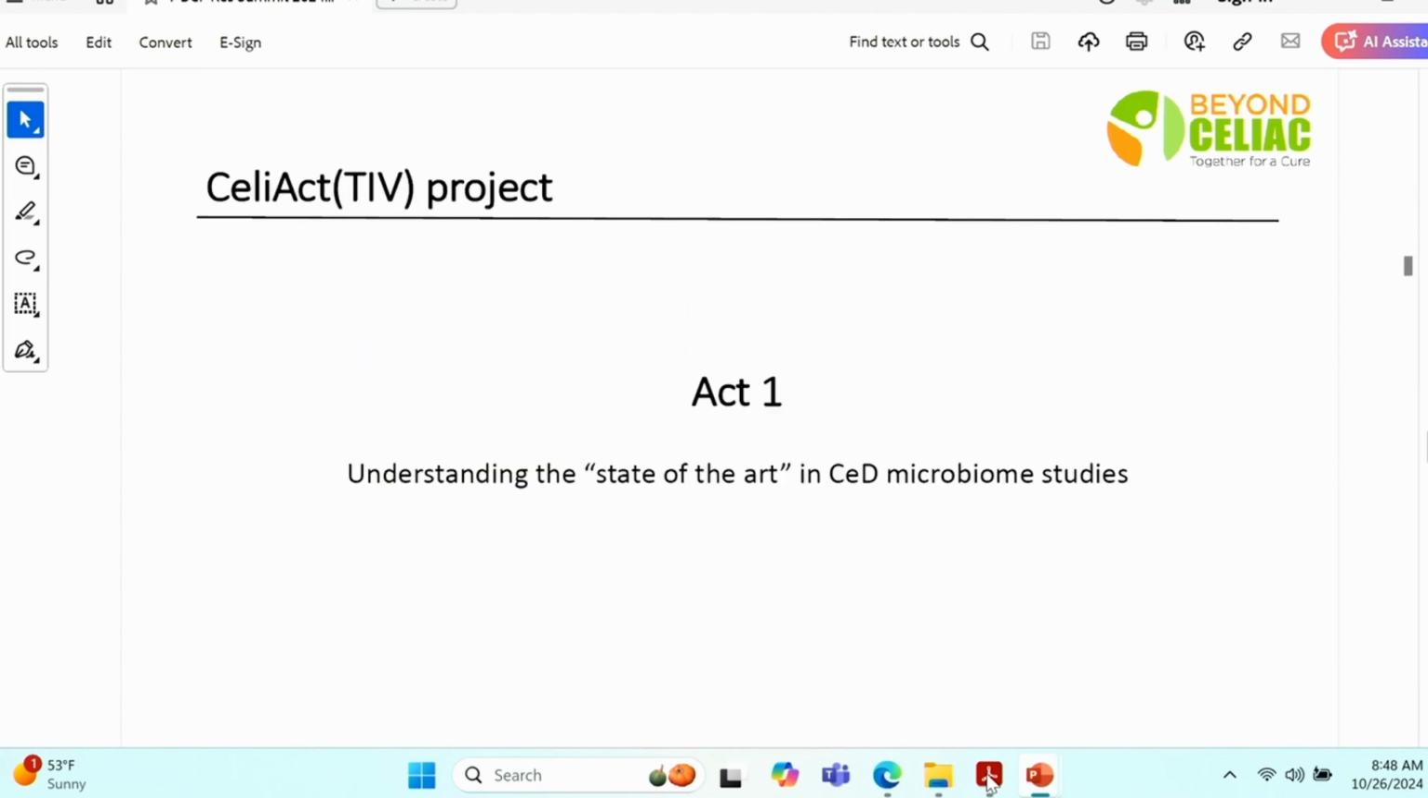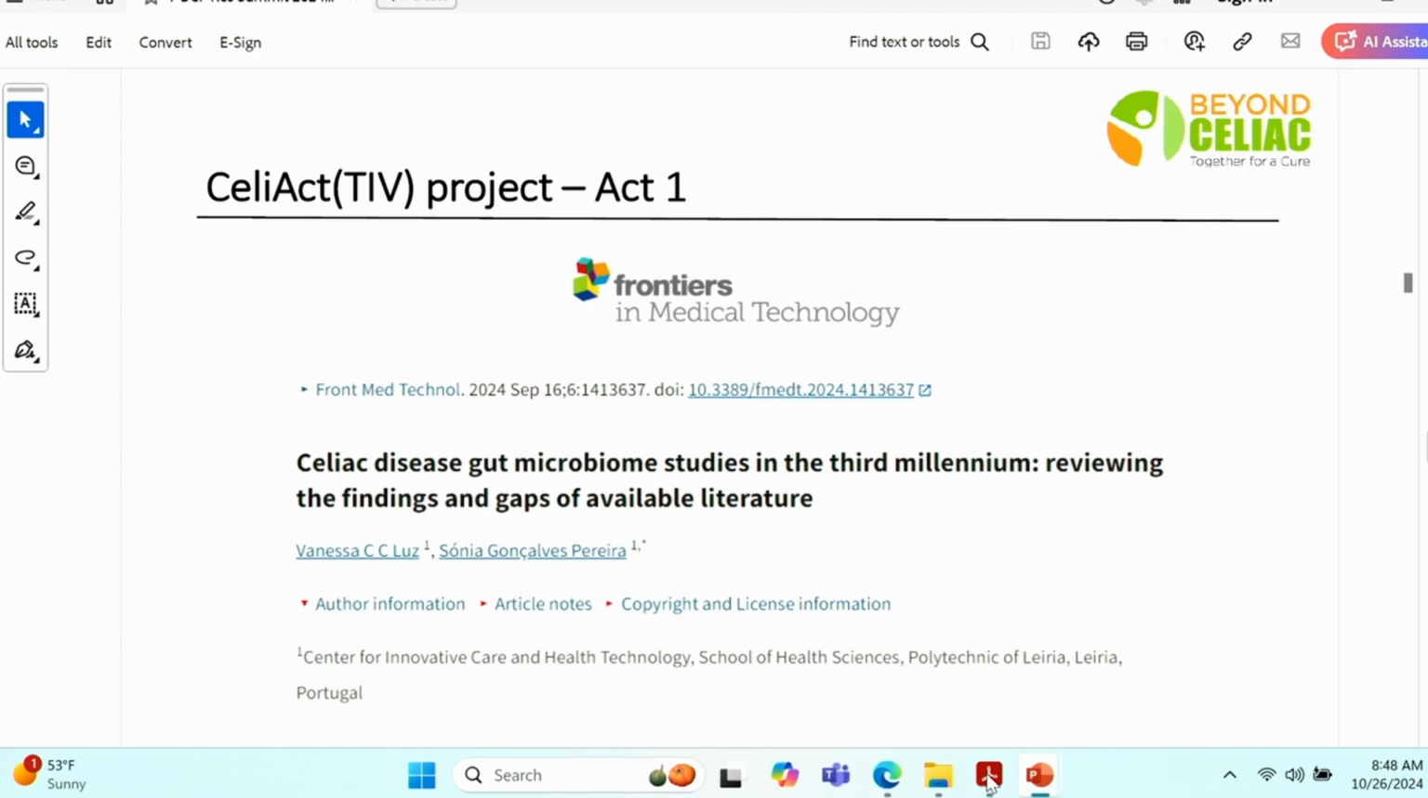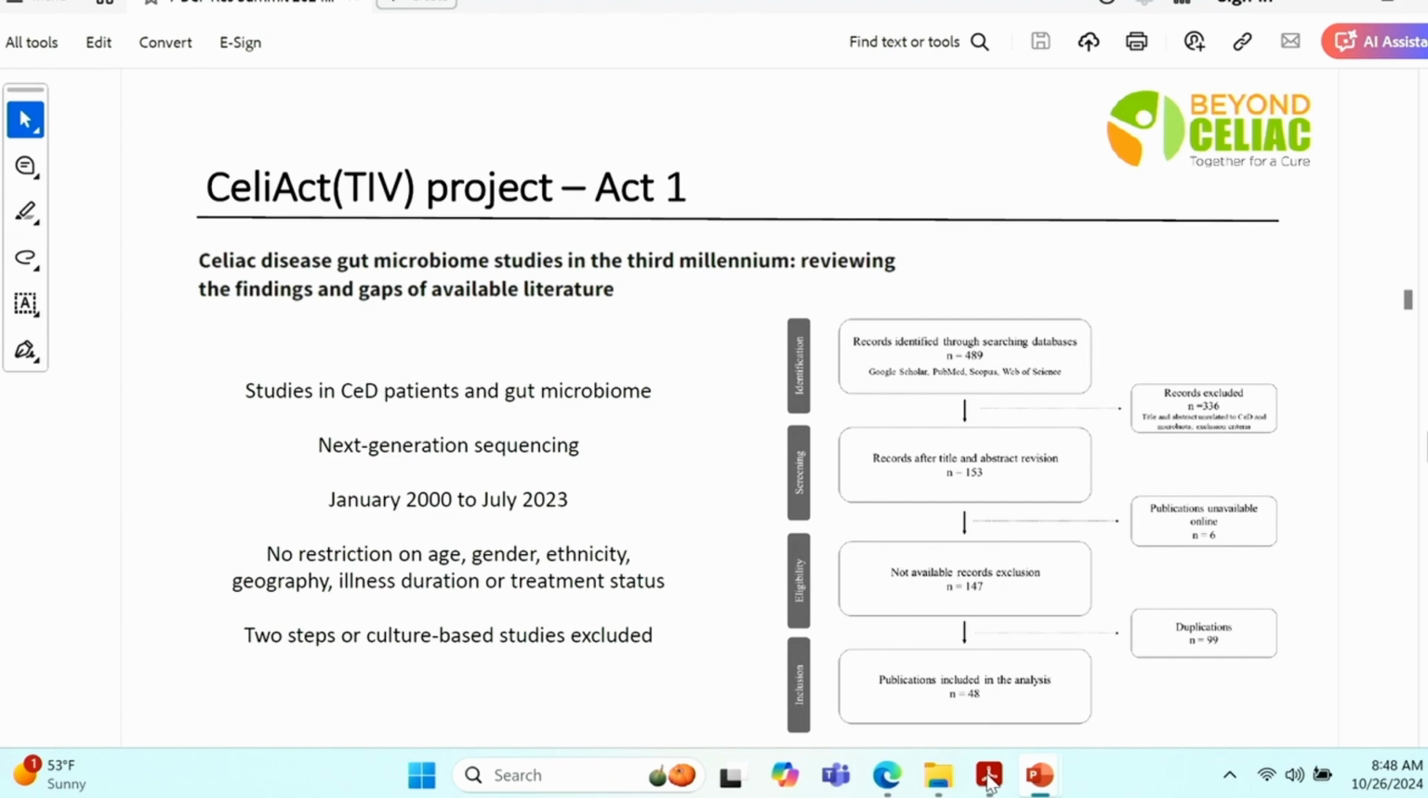In my Celiactive project, the first act, as a microbiologist again, was to understand the state of the art in celiac disease microbiome studies. So I did this review, which my colleague already mentioned in his presentation. I focused on studies in celiac disease patients and gut microbiome using next generation sequencing, the technique most frequently used in the third millennium, from January 2000 to July 23, which was when we did this review.